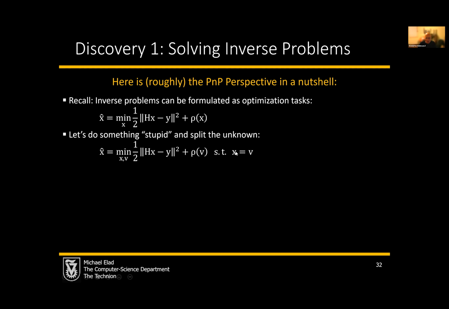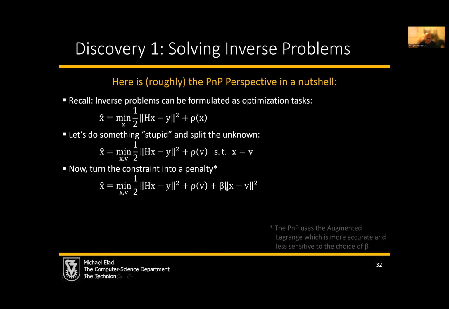And now I will turn this constraint into a penalty. This is not what the paper did. The original paper of the plug and play used something far smarter, which is the augmented Lagrange, but I'm trying to simplify things for you. So let's just assume that I'm penalizing for the proximity between the two. Okay, now comes the bottom line. I'm trying to minimize this with respect to both x and v. Let's just jump between one while freezing the other.